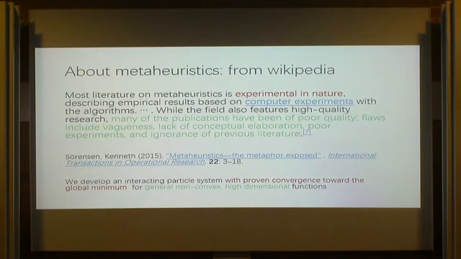If you go read this literature on so-called metaheuristics, this is what I stole from Wikipedia. This is what the people say on Wikipedia. Most literature on metaheuristics is experimental in nature, describing empirical results based on computer experiments. Many of the publications have been of poor quality. Flaws include the vagueness, lack of conceptual elaboration, poor experiment, ignorance of question. And here, what we want to develop is an interacting particle system with rigorous mathematical theory. We prove convergence toward global minimum for general non-convex, high-dimensional functions. So we want it to be a little bit more than just heuristics.